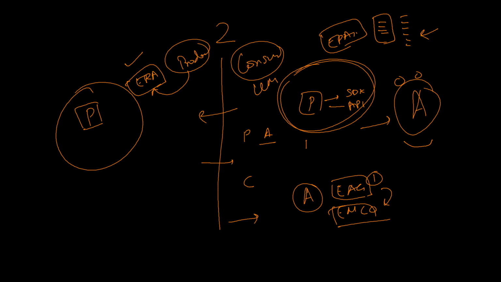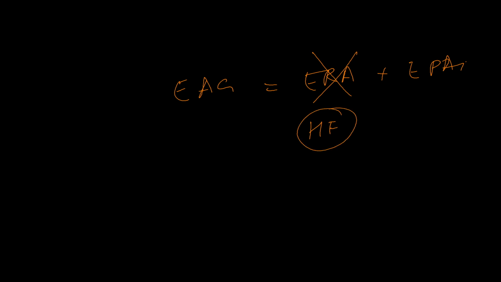So when you write EAG equals ERA plus EPAI, that's not true. This is not there at all. Here you can say Hugging Face actually. We're going to be taking everything from Hugging Face or Google Gemini. So EAG is going to be this, and EPI is also not that.